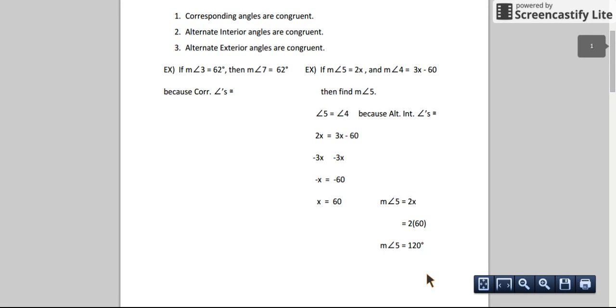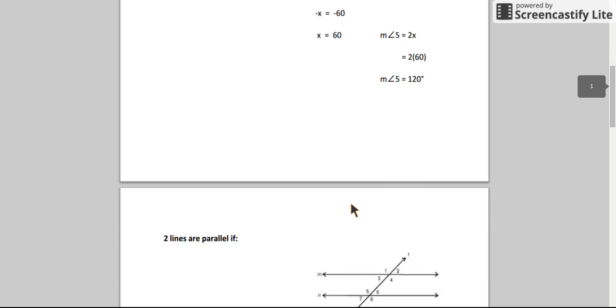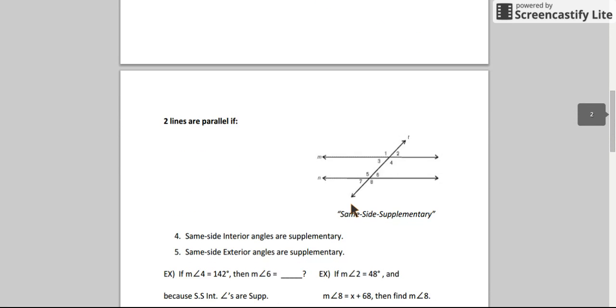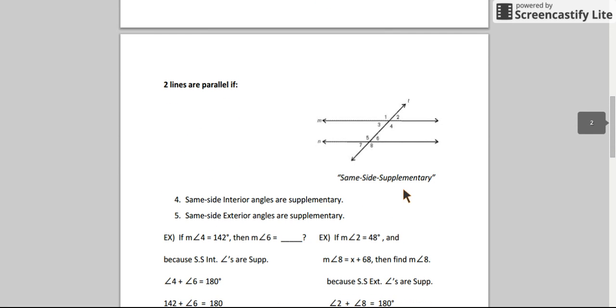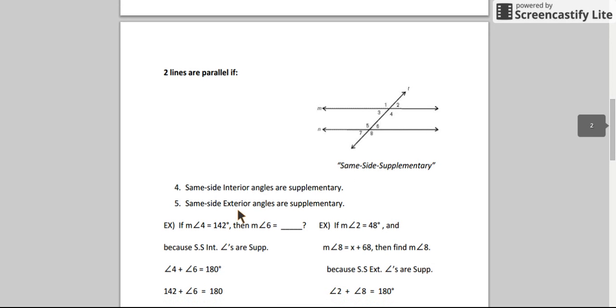So corresponding angles are congruent. Alternate interior and alternate exterior angles are congruent. There's two more relationships that must be true in order to make two lines parallel. Same side angles must have a supplementary relationship. So if you remember same side supplementary, that alliteration may help you remember the relationship. If you can remember that same side angles are supplementary and the other angles are congruent, that's a little bit easier to remember. So same side interior and same side exterior angles must be supplementary or add up to 180.